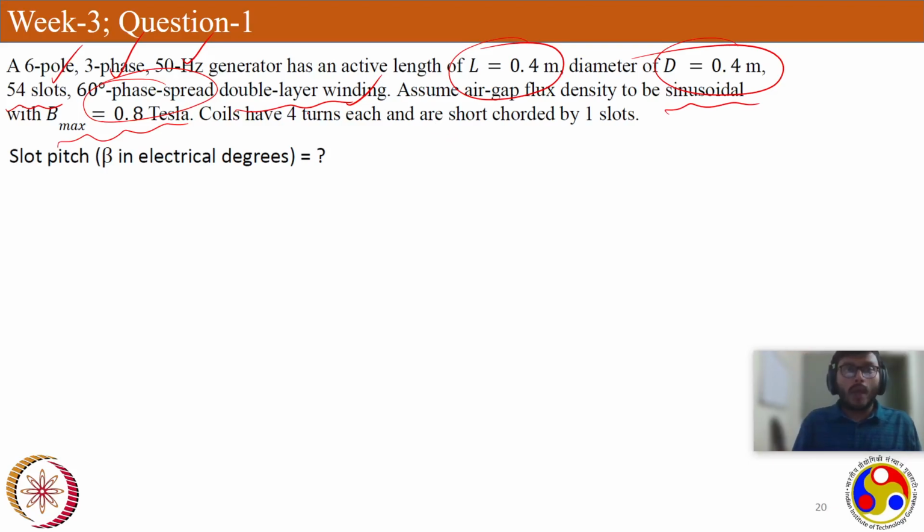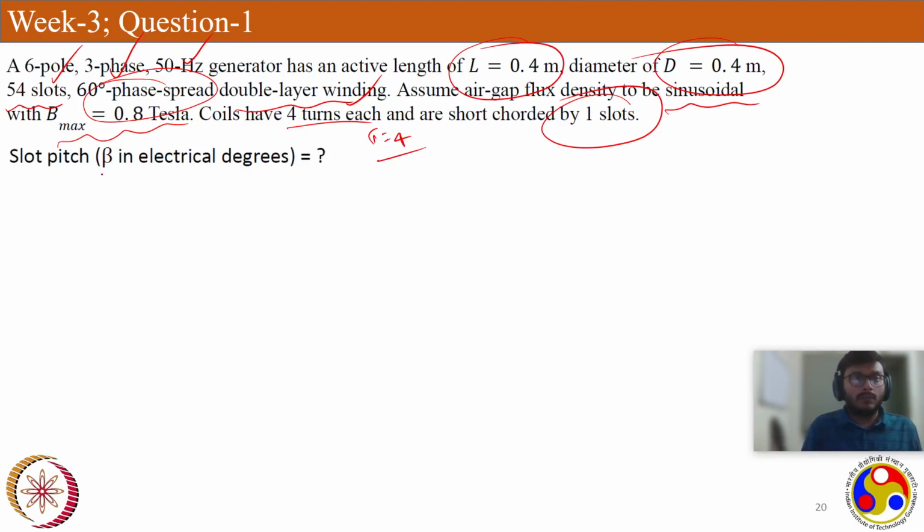Now the coil has 4 turns. Turns is equal to 4 and short chorded by 1 slot. So this is very important. Whenever they talk about short pitched, this is the kind of information they give. We have short pitched our coil by 1 slot. It is short pitched by 15 degrees. Anytime, we should be very comfortable converting slots to angle.